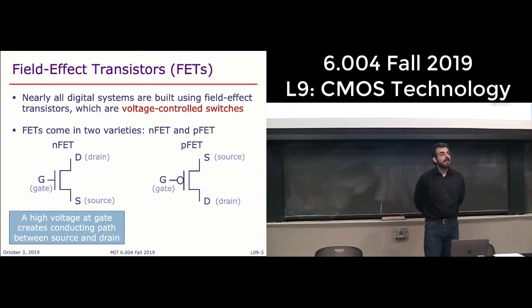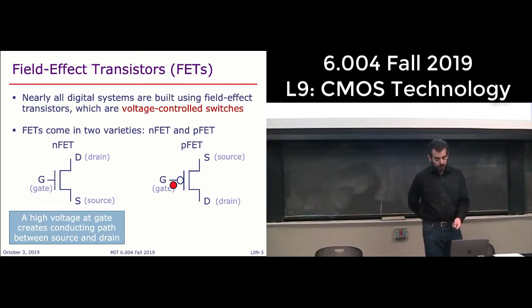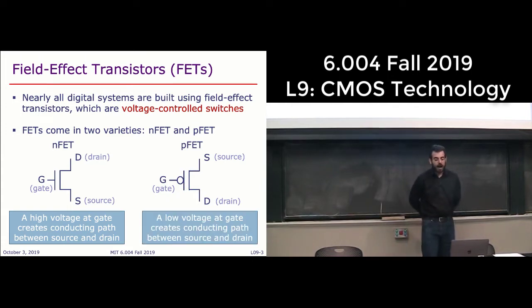So P-FETs are very similar. They are actually just the opposite. First of all, their circuit diagram has a bubble here. There's no bubble in the N-FET. There's a bubble in the gate terminal of the P-FET. And the way a P-FET works is that a low voltage at the gate creates a conducting path between source and drain.